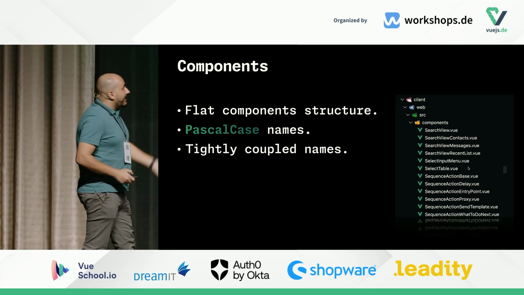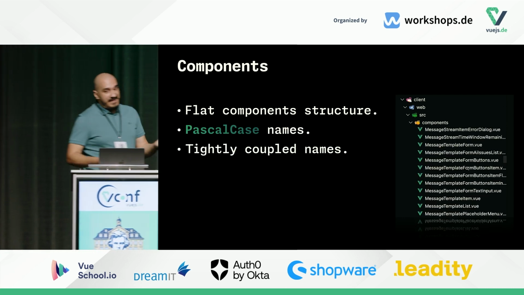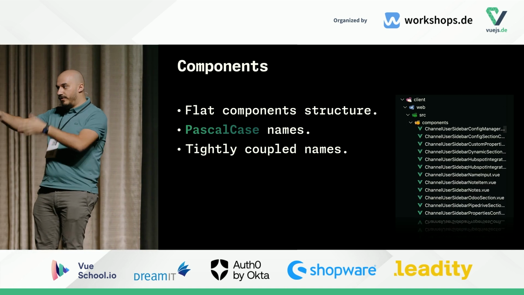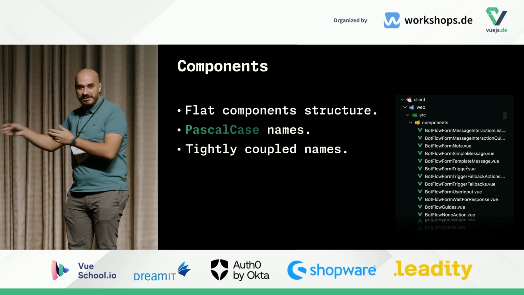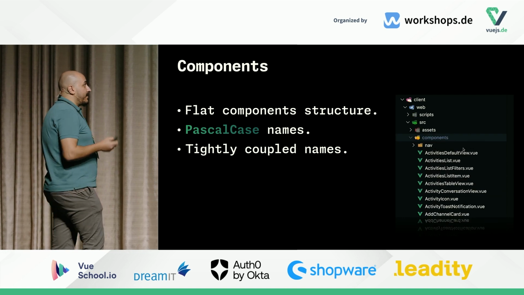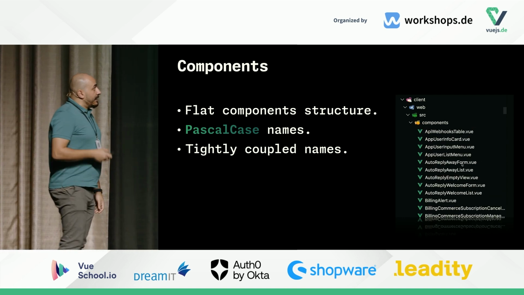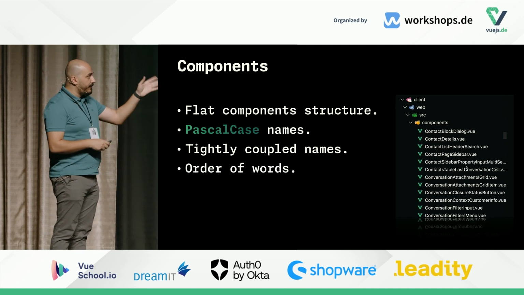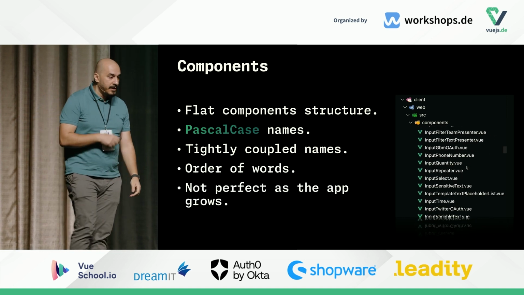But they are all Pascal case names. They're tightly coupled names, meaning everything has the same prefix. For example, the bot stuff has always bot flow action, bot flow node, bot flow message, bot flow something. And that makes them really easy to navigate and search for. So far, we don't have issues with it. And the order of words naturally is important as well.